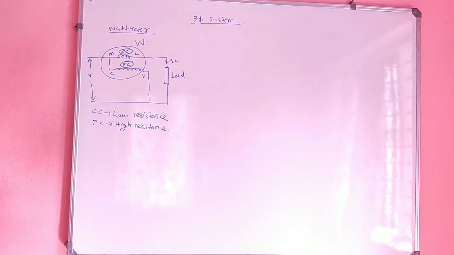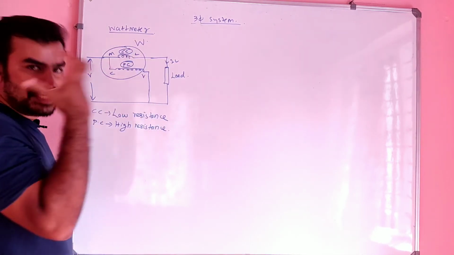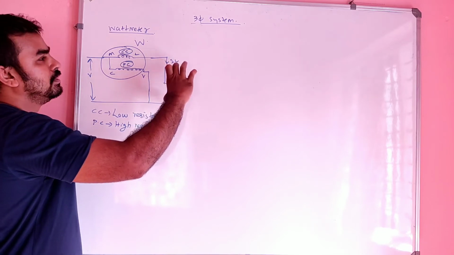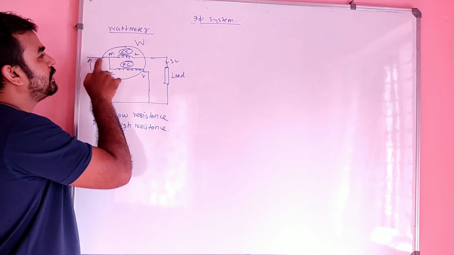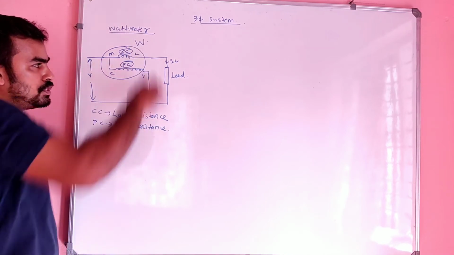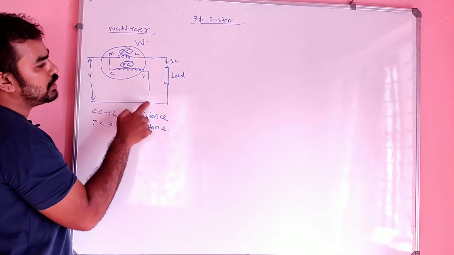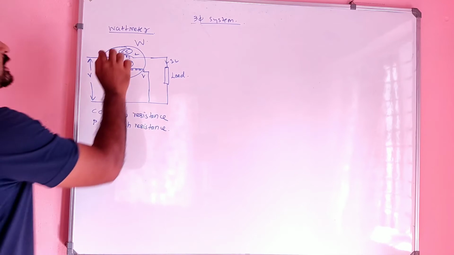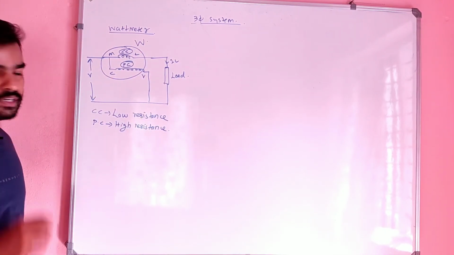And this IL is nothing but the load, across which we have to measure the power. The current coil is directly connected in series with the load, and the pressure coil is connected across the load. The pressure coil is always connected across the load, and the current coil is connected in series with the load. You have to remember that all the time.